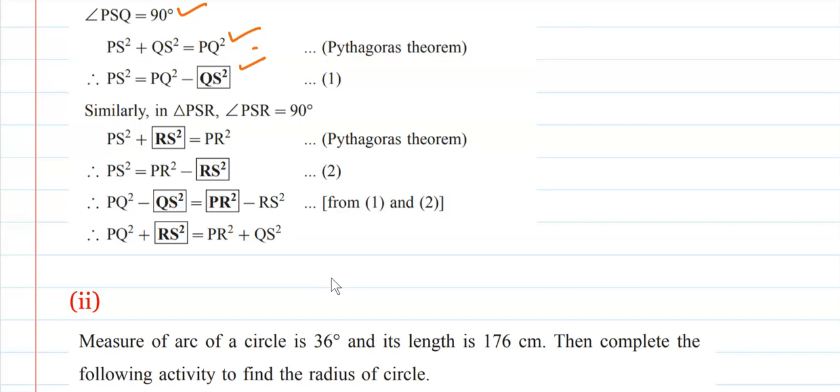Again find the value of PS square. PR square minus RS square. Okay. Now from 1 and 2. Okay. This is the 1 and this is the 2.